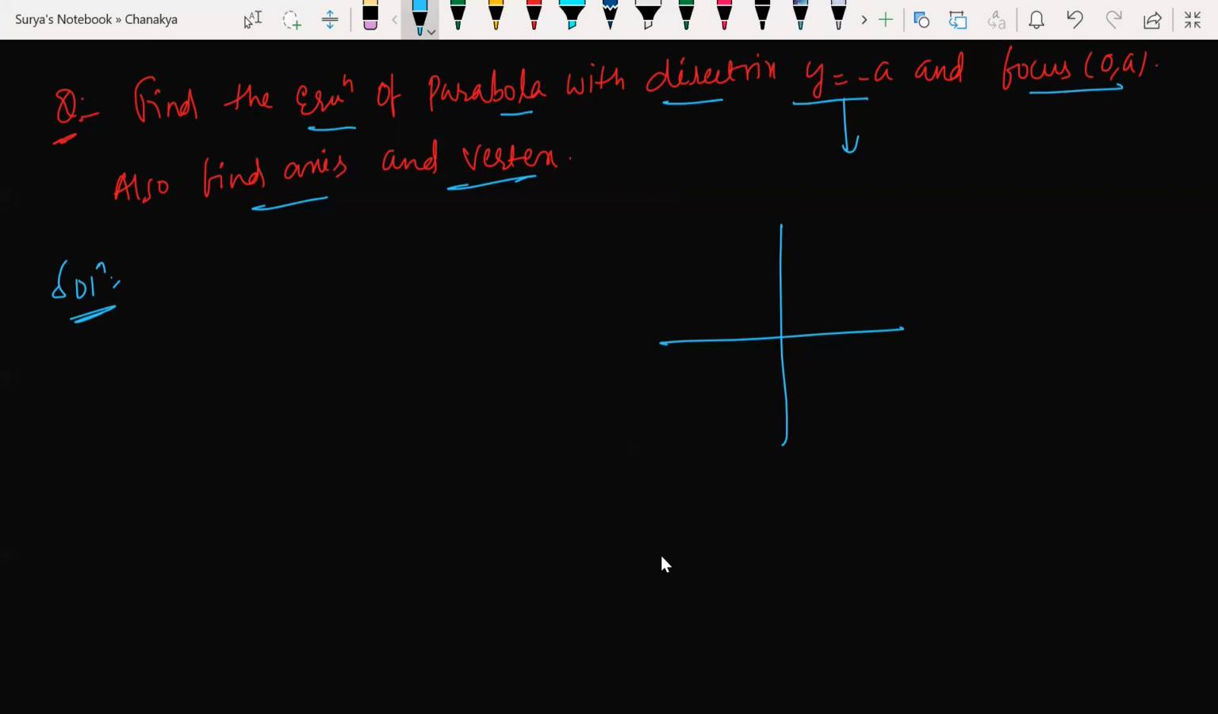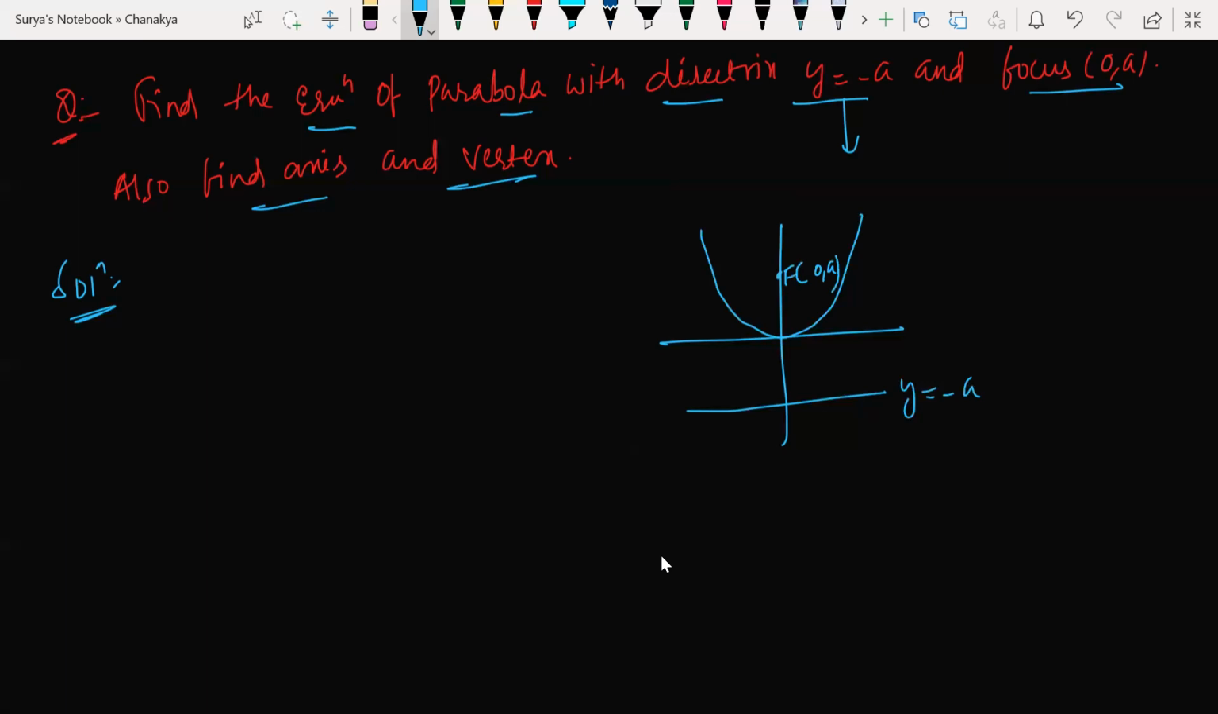Beta, y is equal to minus a. Sir, upwards parabola. Very good. Look, my directrix would be somewhere here. Then what type of parabola is it? It is definitely an upward parabola. Okay? Focus is what? Focus is here at (0, a). This is my focus.